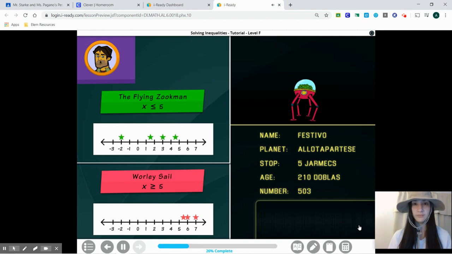And look, Festivo is at exactly 5 Jarmex. Okay. Both vessels make a stop at his home planet. He can go on either one, because 5 is equal to 5.